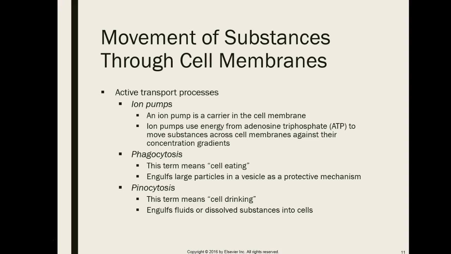So the next active transport process that we have is phagocytosis. So this refers to cell eating. So this is when a cell is engulfed in a vesicle as a protective mechanism. Where we're going to see this is in the destruction of bacteria or debris that might get into the body through tissue damage.